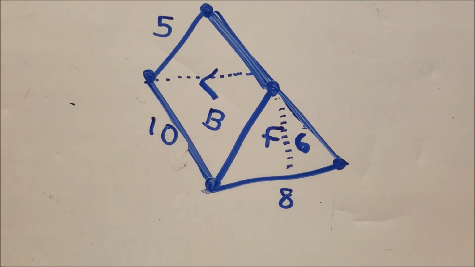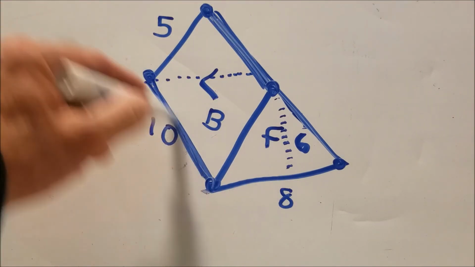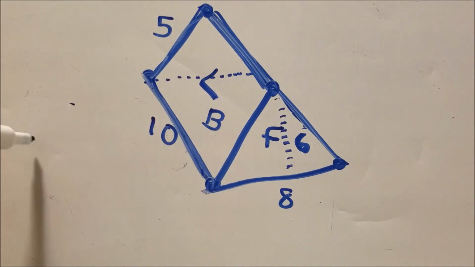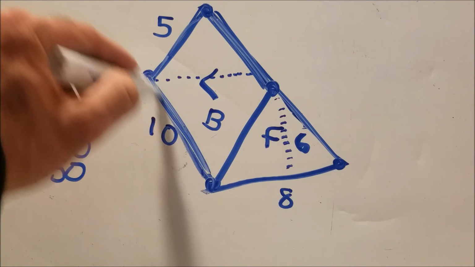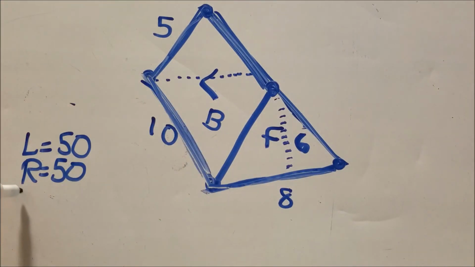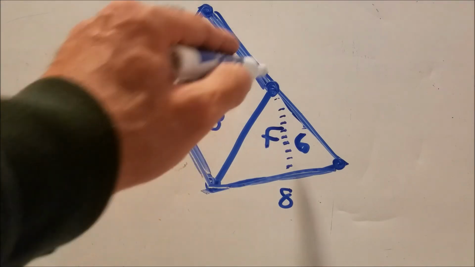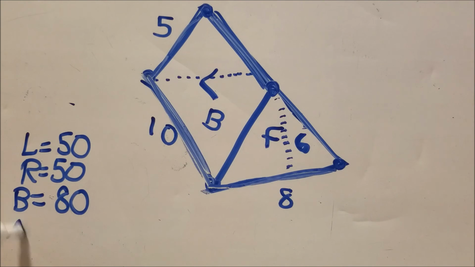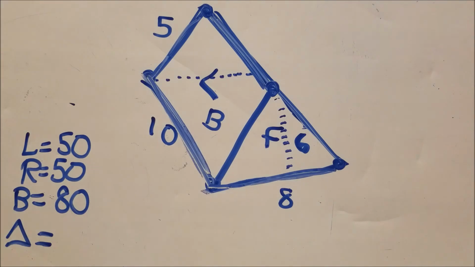Okay, so let's try it over here. Well, look at this side right here. This left side. It's 10 by 5. So the left side is 50. That means the right must be 50. The base is 10 by 8. So the base, or the bottom, is 80. And now we need to know the triangles. There's two of them. One triangle is 8 and 6. 8 times 6 divided by 2. So one triangle is 24, but both of them together would be 48.